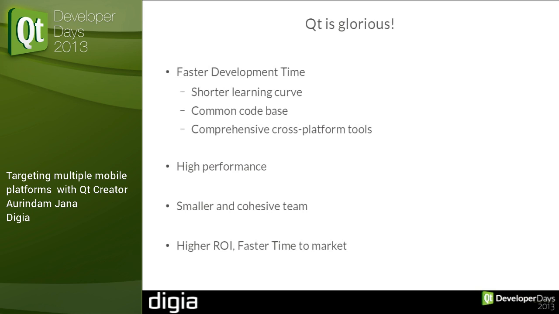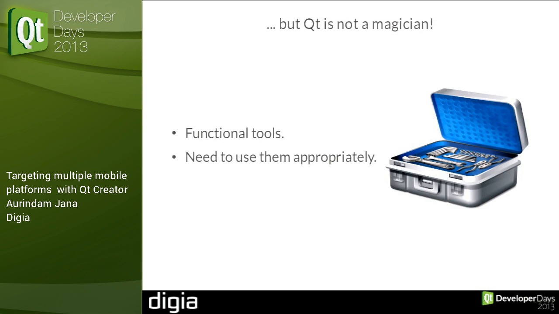We use native, so we are, of course, not based on HTML. Some of our competitors in the mobile space have a cross-platform solution which is based on HTML5 layers. We use native, so you get high performance, which also translates, since you have a single code base and a single team, to smaller and cohesive teams, rather than having a separate team for targeting Android, a separate team for targeting iOS, and a separate team targeting Windows. And in the end, you have, of course, a higher return on investment and faster time to market.